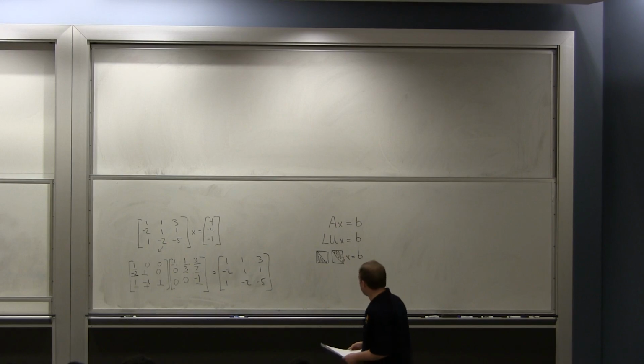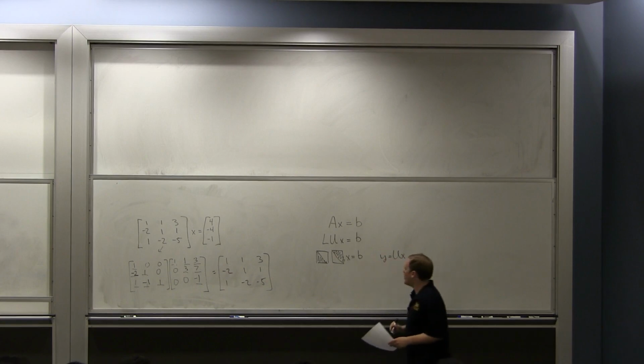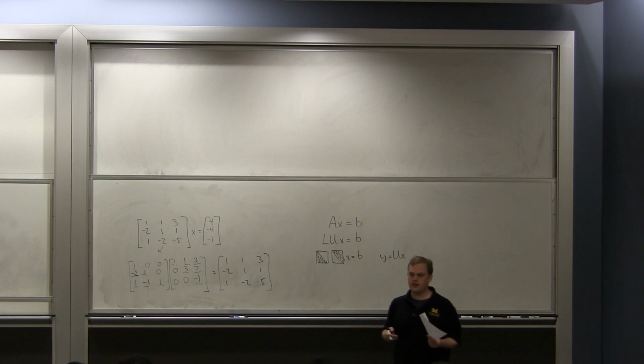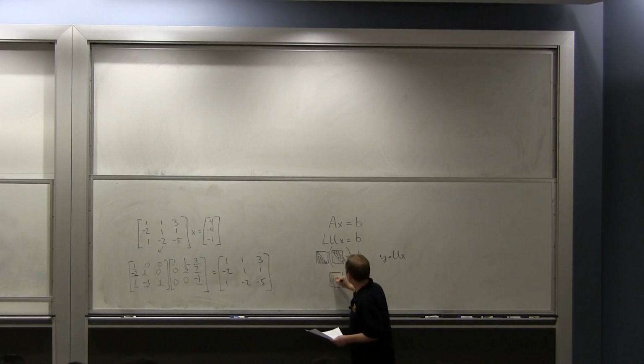So what we're going to do is a little trick. We're going to do a change of variables here, and we're going to let y equal Ux. What kind of linear algebra entity is y? Matrix, vector. It's a vector, right? U times x is going to be a vector. So let's do this. L times y equals b.